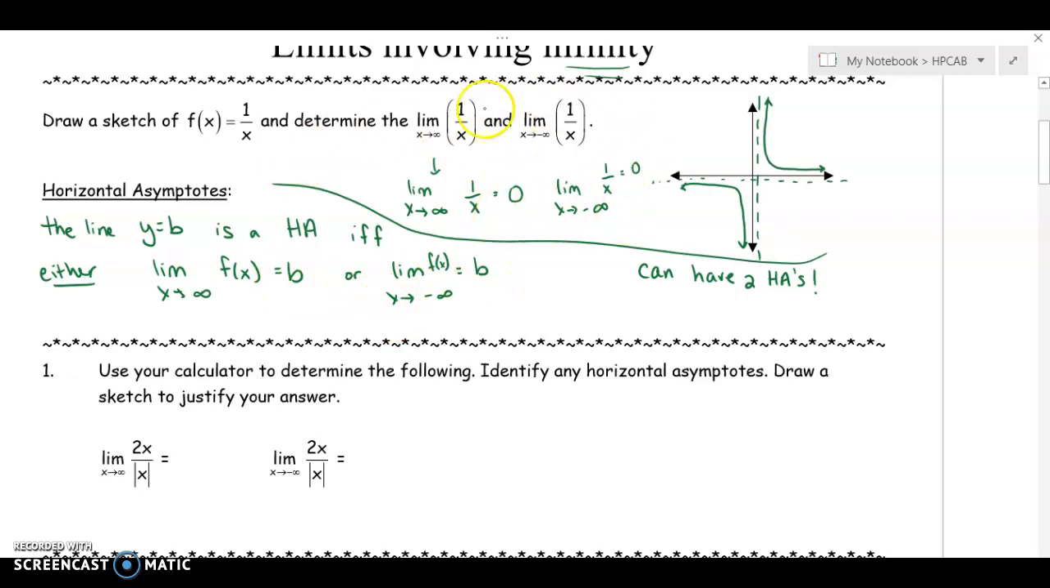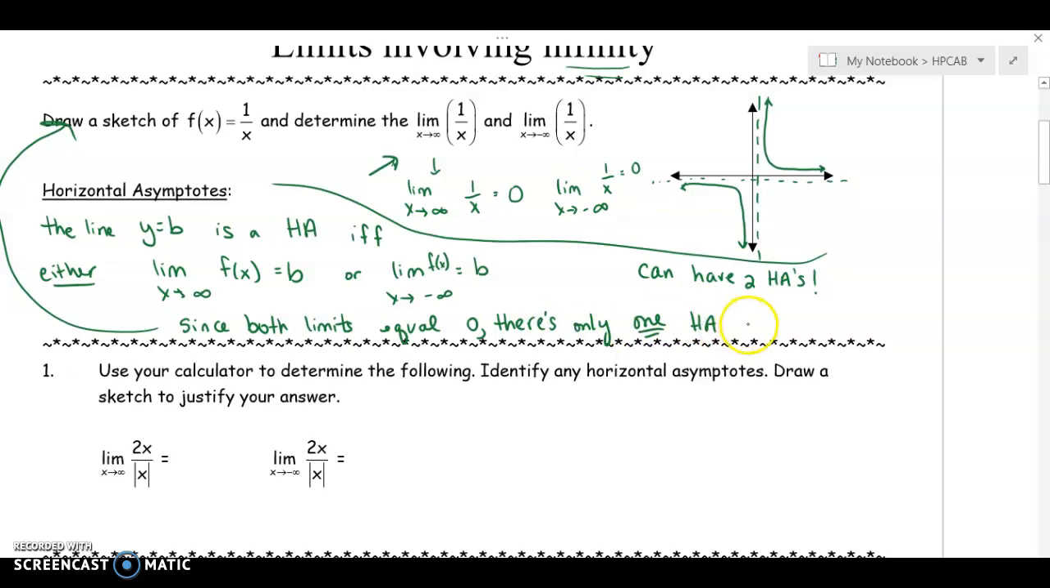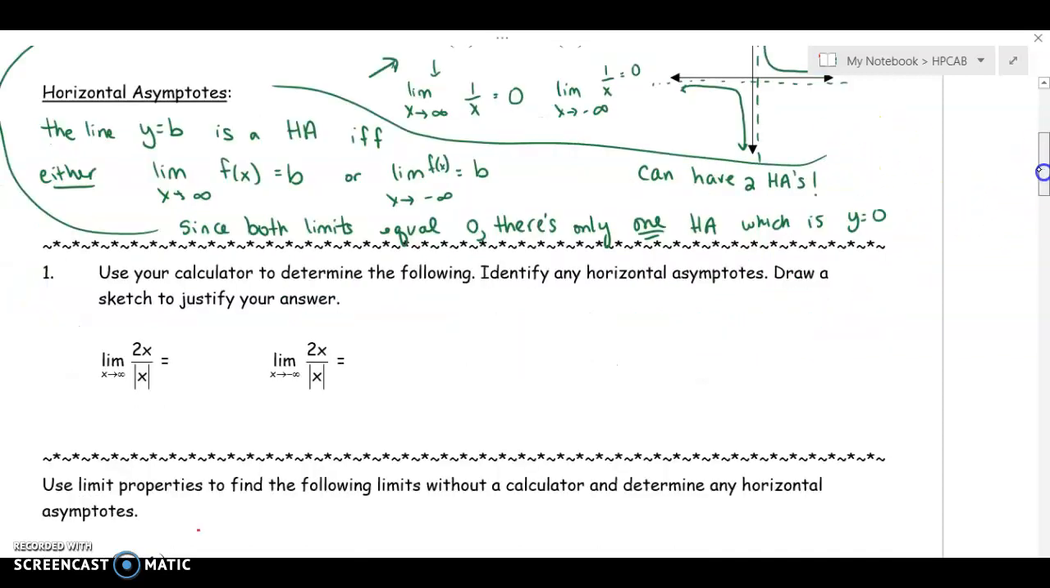For this specific equation, the one with 1 over x, since both limits approach the same value, 0, that means there's only one horizontal asymptote, which is y equals 0. All right, for that particular equation. Let's look at the next one.